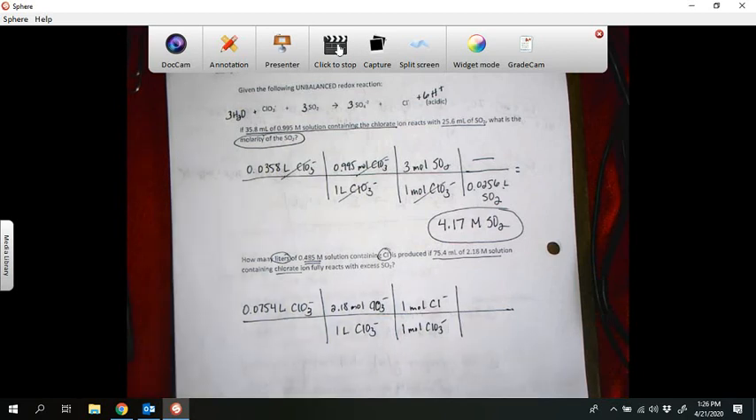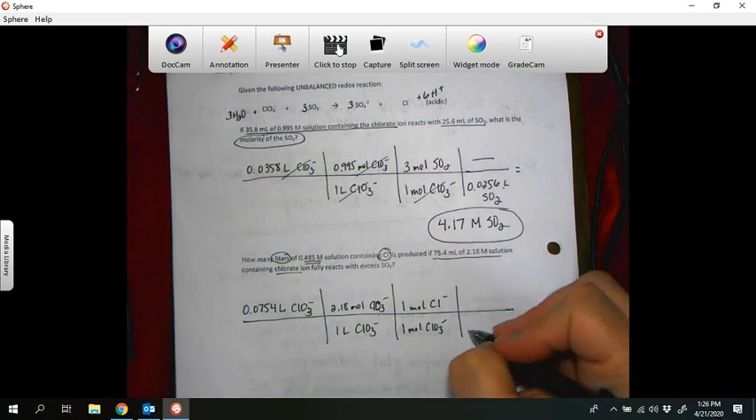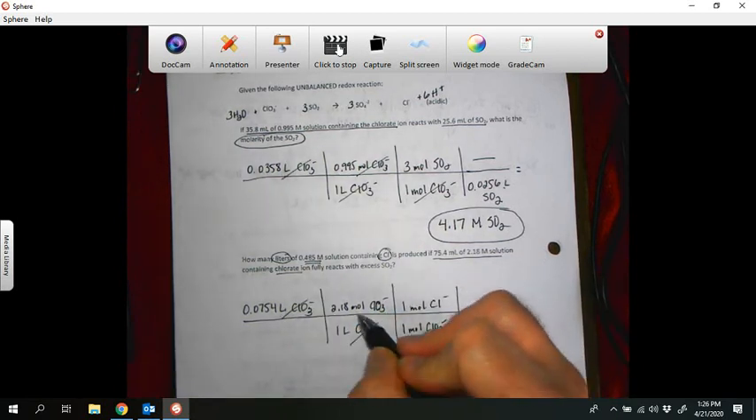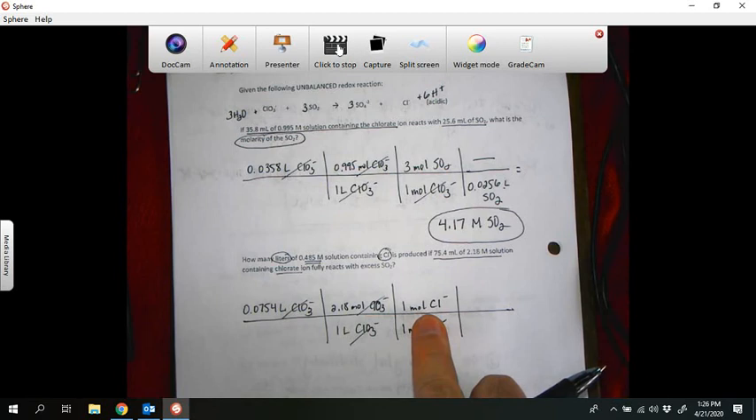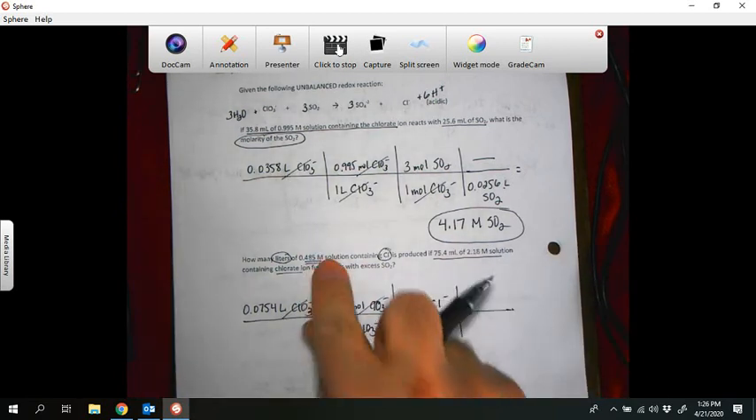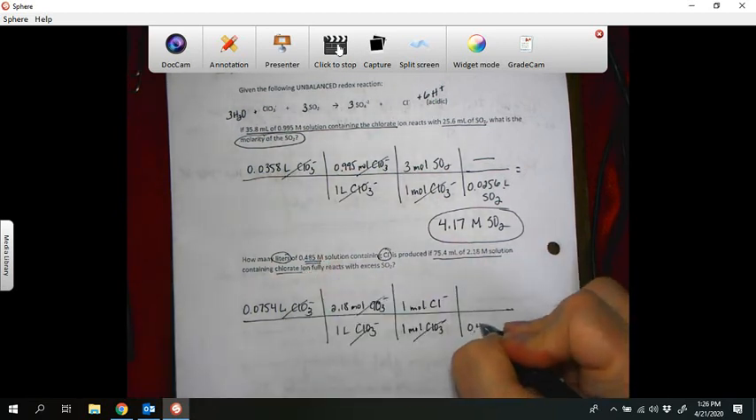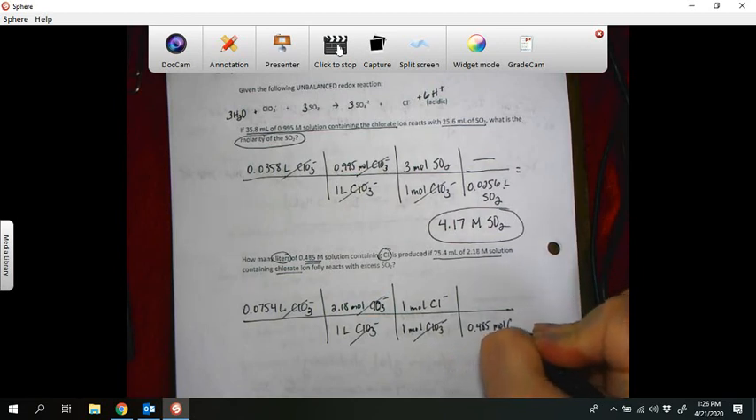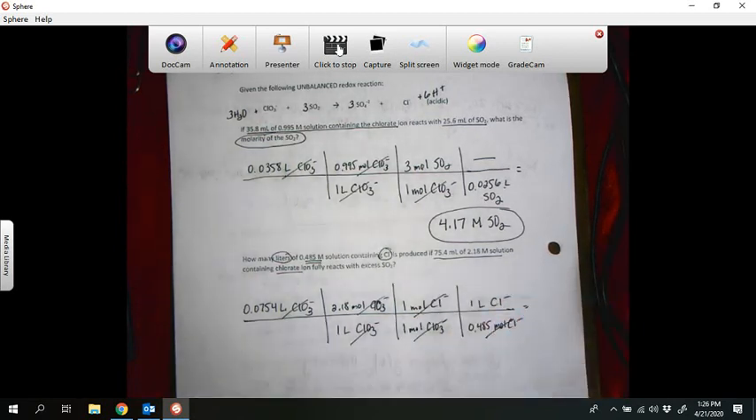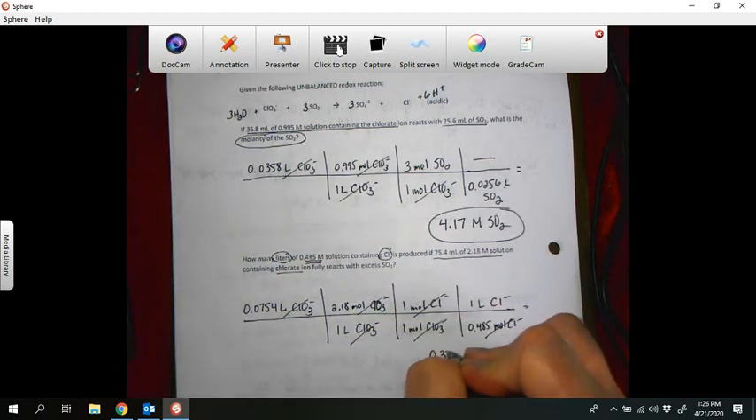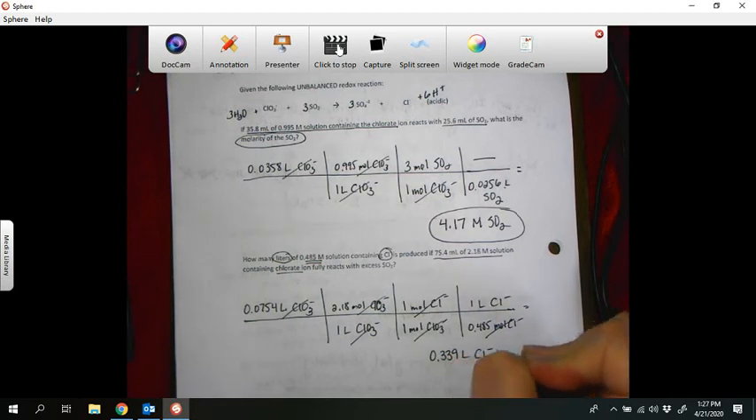Now this time we want to go to liters, and we're given a molarity. So we want the moles to cross out. So far, what hasn't crossed out is moles of Cl. This molarity tells me that I have 0.485 moles of chloride per 1 liter of solution. That allows that to cross out, and we're left with liters. And when we solve for this, 3 significant figures, 0.339 liters of chloride solution.